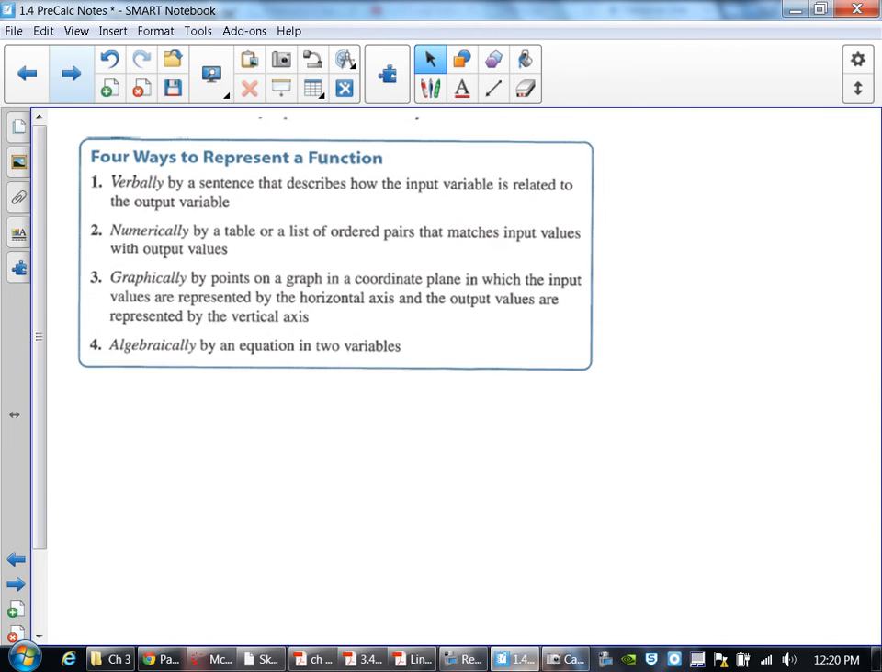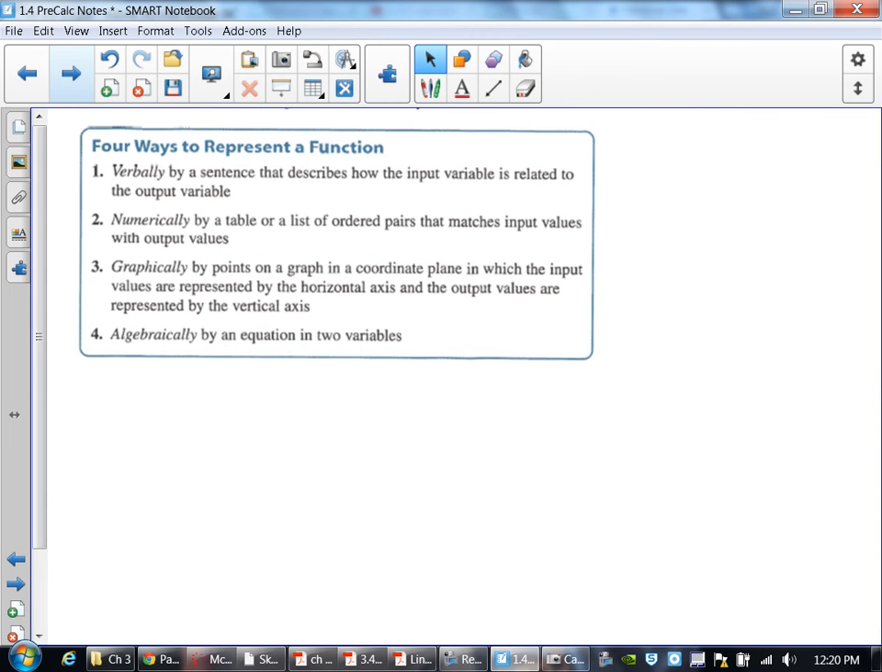Another thing, ways that you see functions written out. You had them as ordered pairs, tables, graphs, algebraically with equations. Any one of those could show some form of a function. You've done it. You knew that in a table, x and y, 1, 2, 3, 4, 5, 6. For every x value, is there exactly one y value? Is there anything that's been repeated?